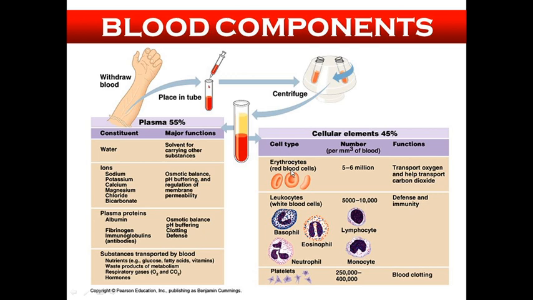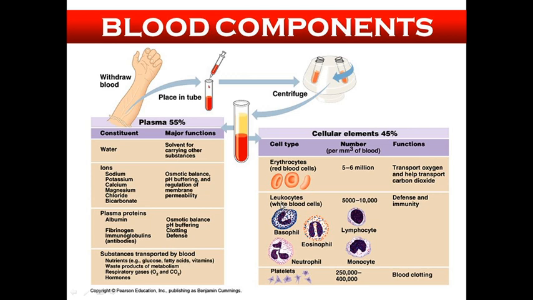For example, the first one, we start with the red blood cell. They are biconcave in shape, and they have no nucleus, and they are responsible for the transport of oxygen and carbon dioxide. Their number is about 5 to 6 million.